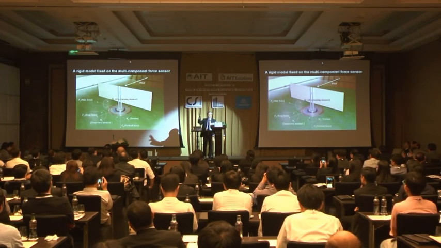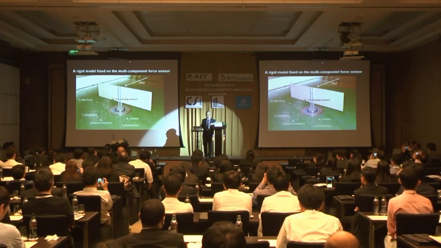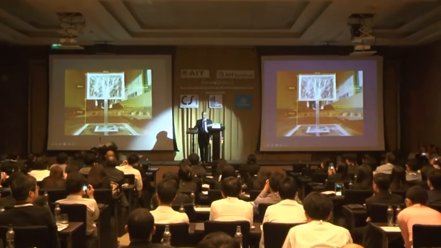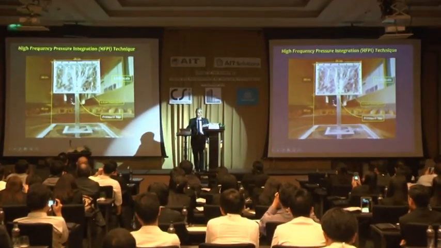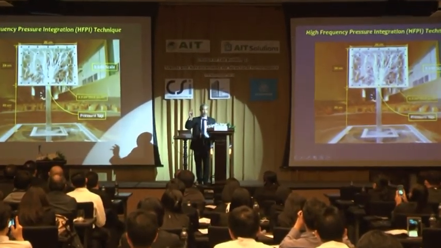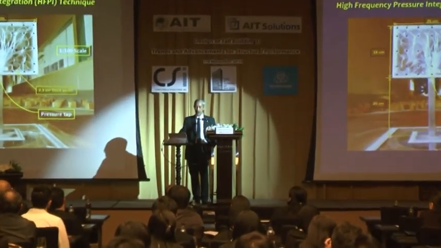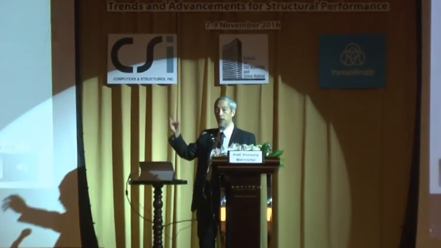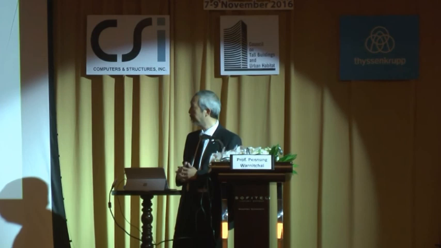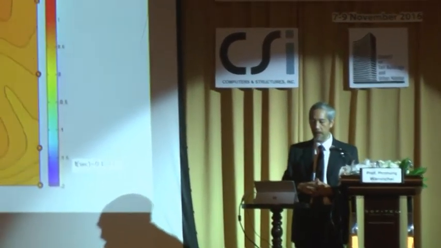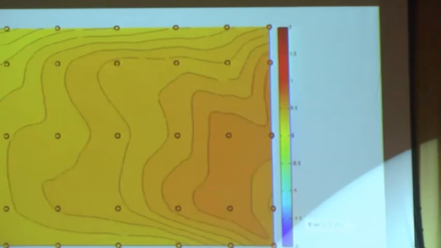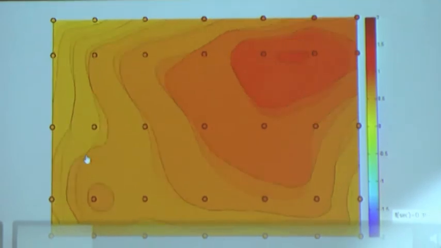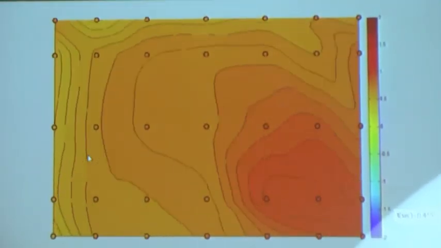We put the billboard on top of a dynamic force sensor. That's called a high frequency force balance. Another way to study this is to not measure the force, but to measure pressure directly, with pressure sensors. That's how it looks. That's a contour of dynamic wind pressure. The red is wind pushing on the billboard. The blue is wind pulling. It can be pushed or pulled depending on whether the pressure is higher or lower than atmospheric pressure.